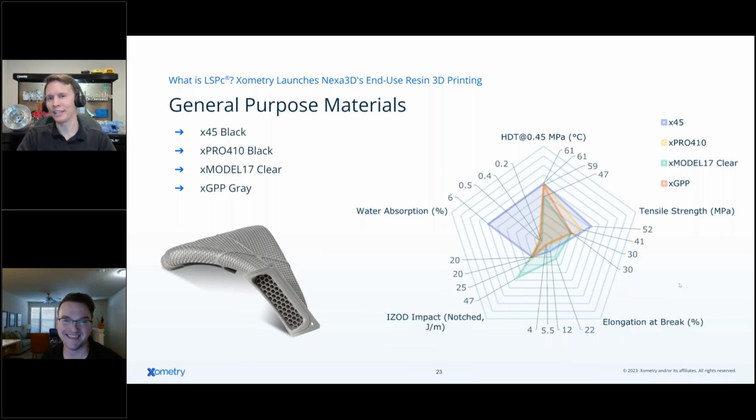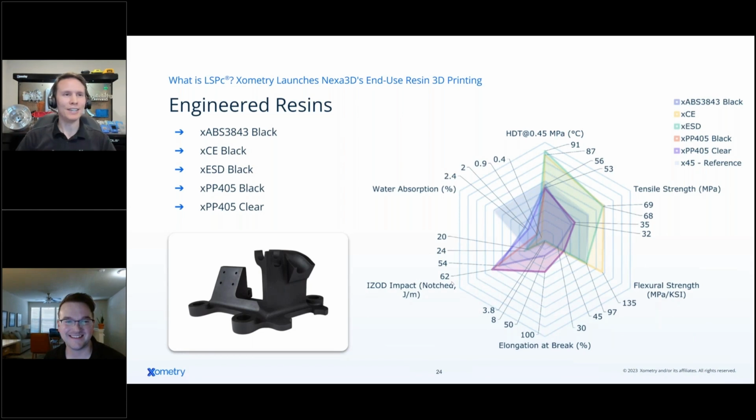Yeah, it's just well-rounded. And personally, I like using gray materials. I don't know why. It's just something I'm used to. But this is the XGPP, and when I'm prototyping, I always choose gray to work through. So now this looks a little bit different, right? This chart looks a little bit different from this chart, because when we talk about engineered resins, there's purpose behind their chemistry, right? There's something beyond just let's get a shape that generally works for this.